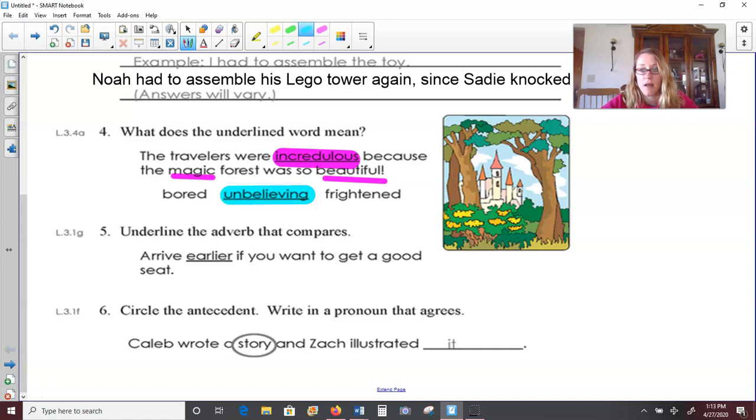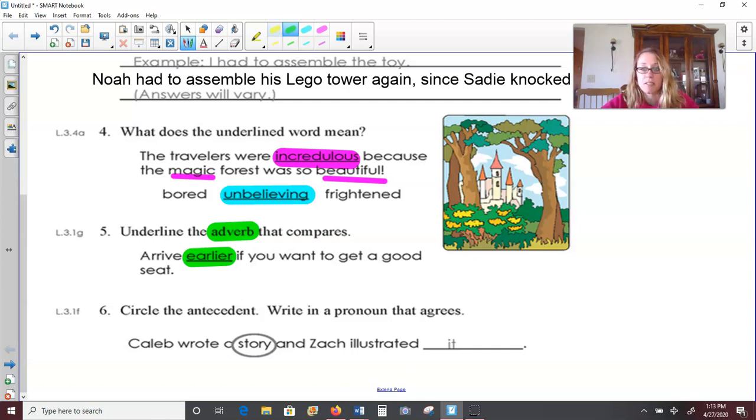On number 5, we need to underline the adverb that is comparing. Remember, an adverb is a word that is describing the verb. It describes the action in our sentence. Arrive earlier if you want to get a good seat. Earlier is telling us when we should arrive. We should arrive earlier so we can get a good seat.